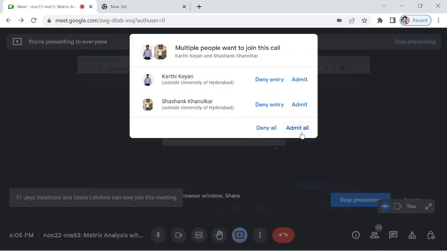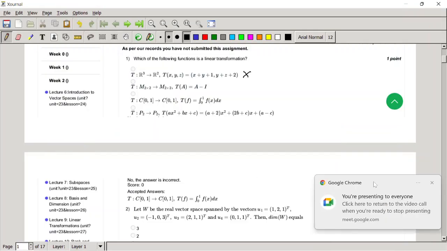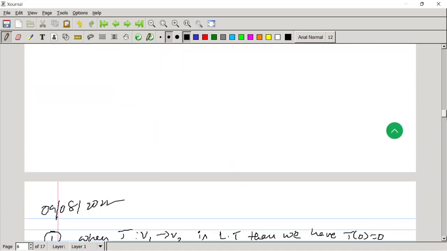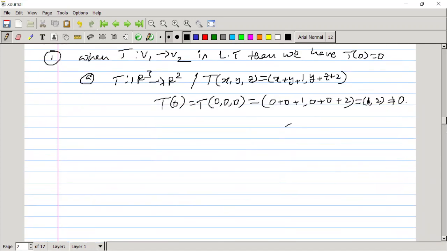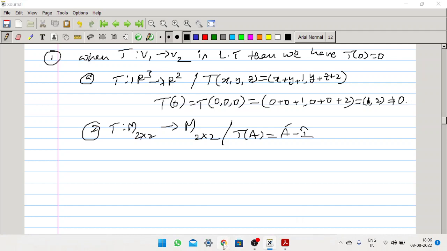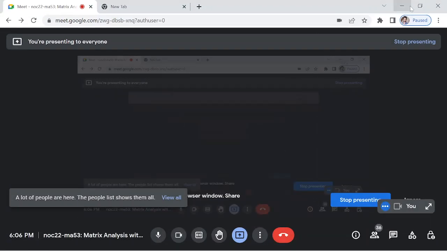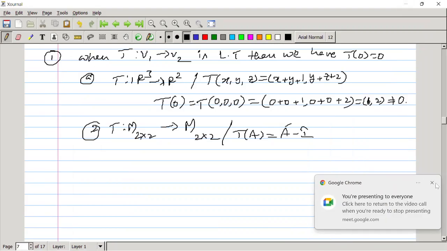Sorry for this disturbance. The second option is T from the matrix vector space M2x2 to M2x2 such that T of A equals A minus I, where I is the identity matrix. We have to check whether this is a linear transformation or not. We use the same statement above.